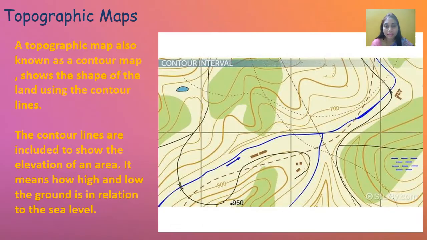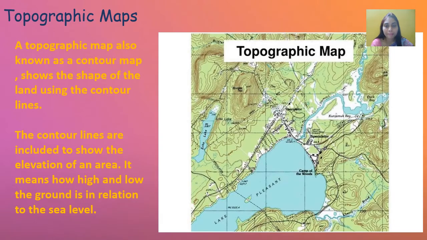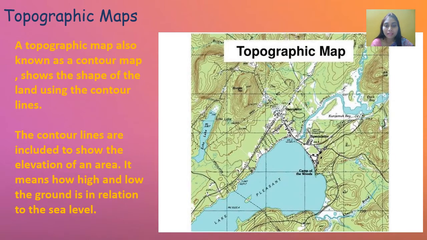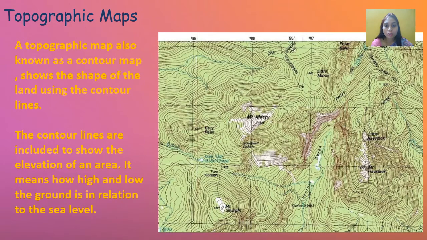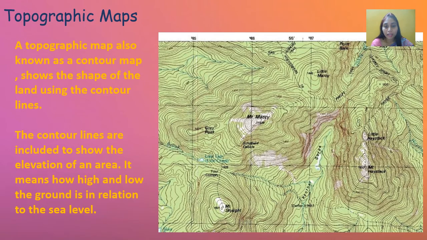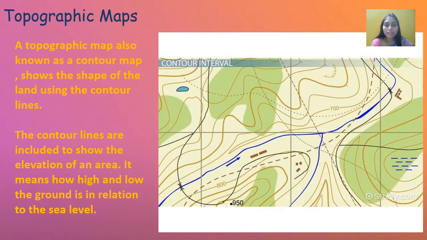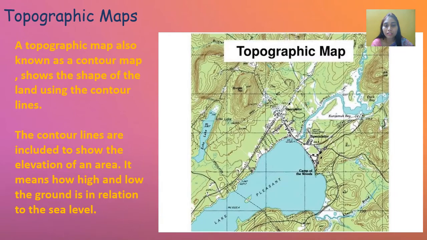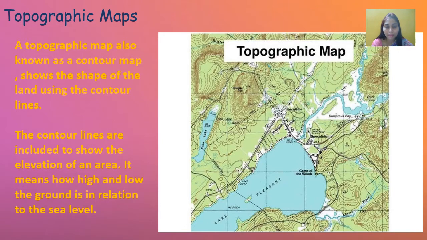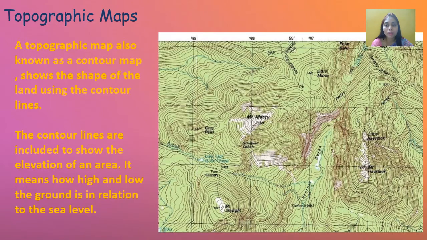Now let's learn about the topographic maps. A topographic map is a very detailed map. These maps are also called contour maps. The topographic maps usually show the shape of a land using the contour lines. If you look at the images, you will see brown lines drawn on the map. These lines are called contour lines.